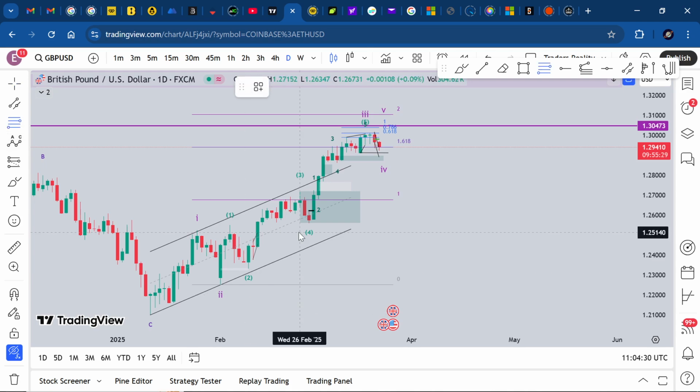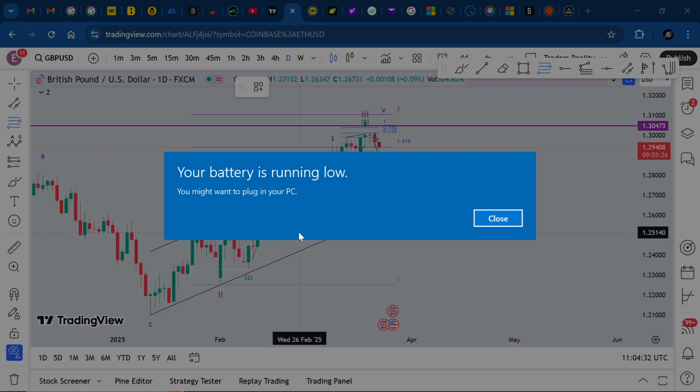Fibonacci. No way is my laptop trying to die. Give me a sec. Alright, I'm plugged in and back.